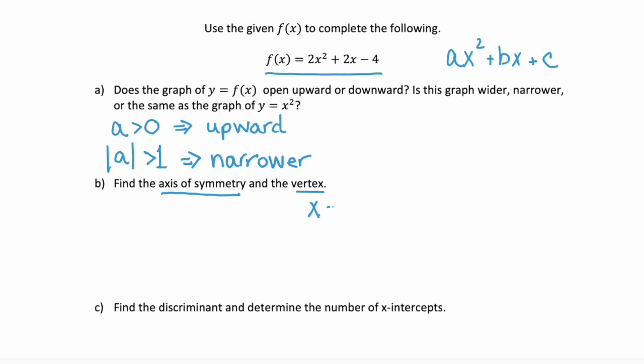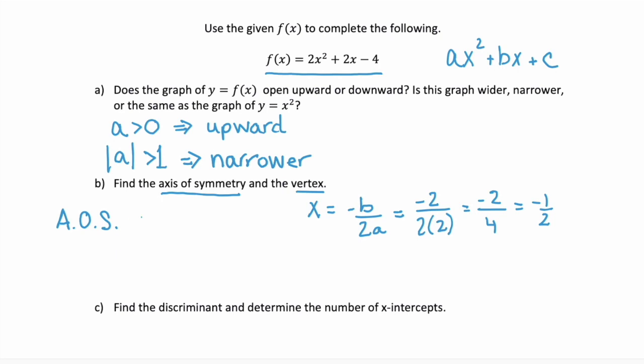And the x value of our vertex is equal to negative b over 2a. And we know that b here is 2, so we have negative 2 over 2 times our a value, which is also 2. That gives us negative 2 over 4, which simplifies to negative 1/2. So the x value of our vertex is negative 1/2. And that x value also tells you the equation for the axis of symmetry. And that is x equals negative 1/2. So it's a vertical line at negative 1/2.